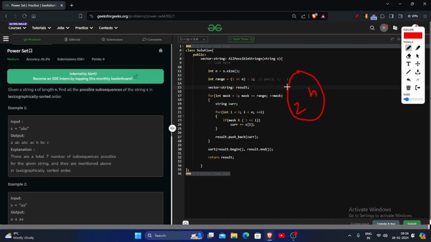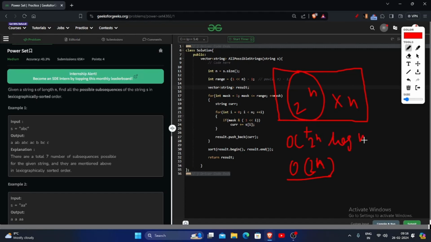And for every configuration, like for every mask, you are checking what to take and what not to take, and this we are doing in order of n. So time complexity is 2 raised to the power n cross n. And the space complexity is like the answer, it is an auxiliary space. So you can say an auxiliary space of order of 2 raised to the power n. Space complexity is also 2 raised to the power n because we have 2 raised to the power n subsequences. Also, in addition to this, we have also an order of 2 raised to the power n log n because we have 2 raised to the power n subsequences.